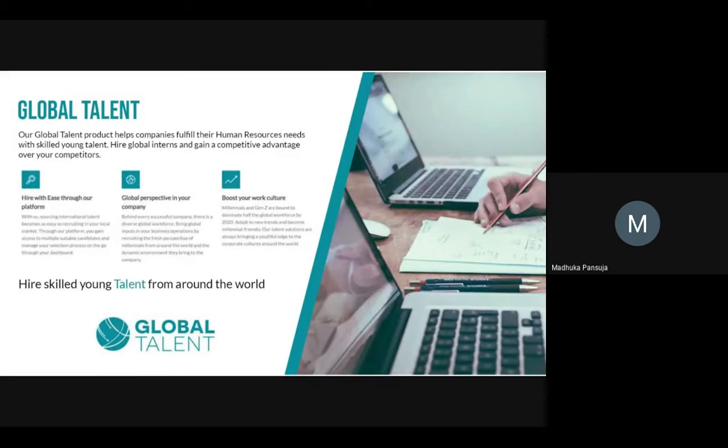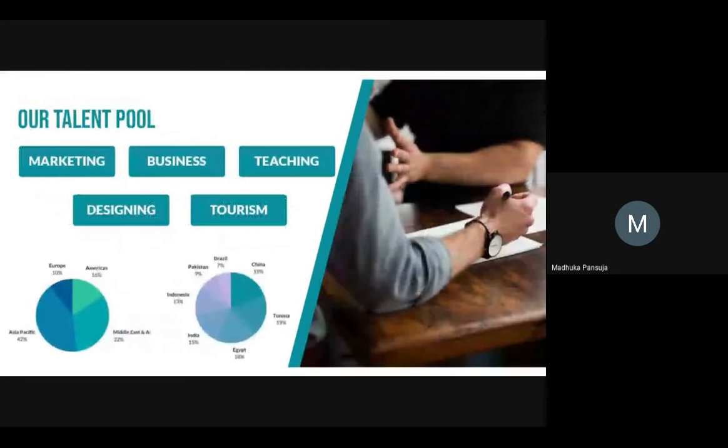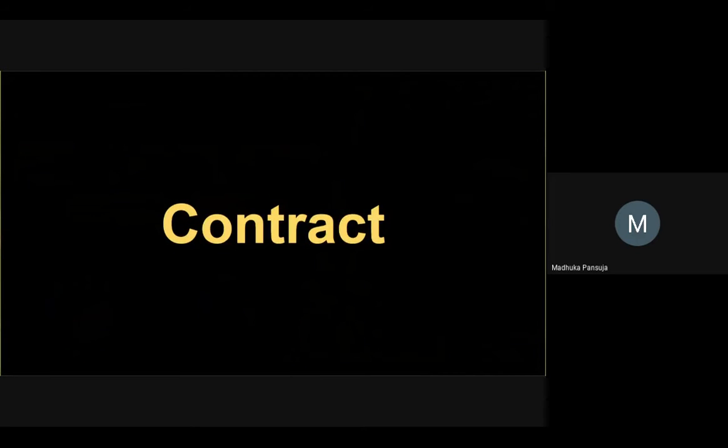Next, the proposal has the talent pool that we can bring. The main areas are marketing, business, teaching, designing, and tourism. You can see in the pie charts below the countries that we are bringing these EPs from. Mostly we are bringing from the Middle East and Asia Pacific, and we bring EPs from Europe and the Americas too. So next is the contract.